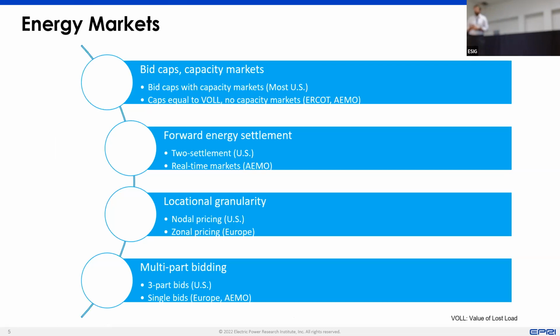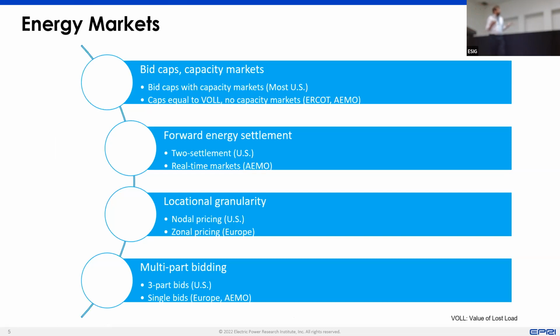just because I think that'll help when we get to some of the participation model discussion. So I'll go through energy, ancillary service markets, financial transmission rights, and then capacity markets, and just some of the key characteristics that are worth knowing about each one of these.